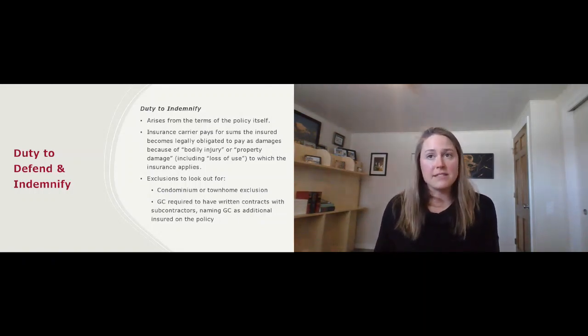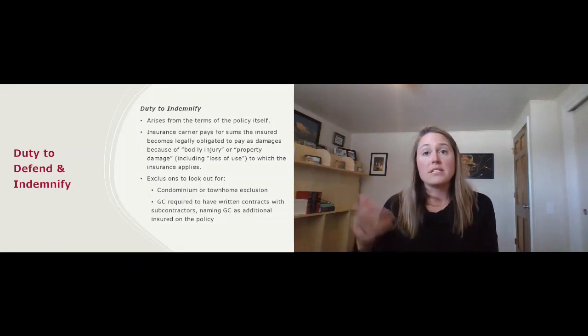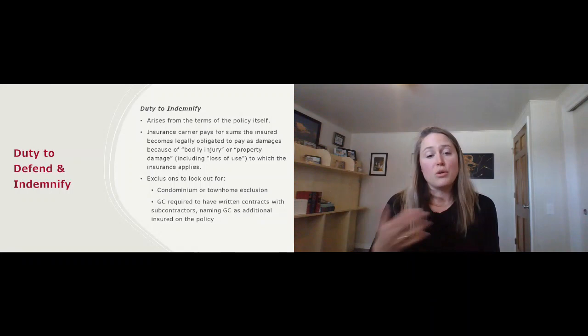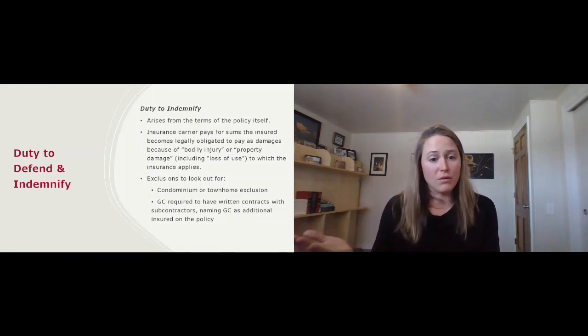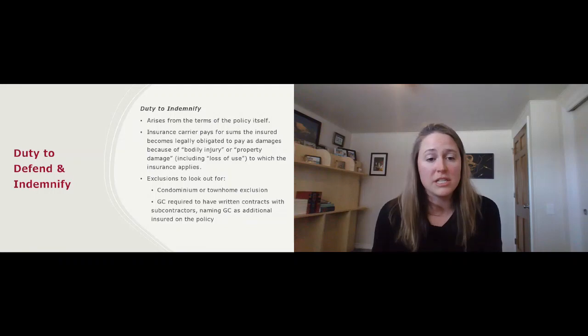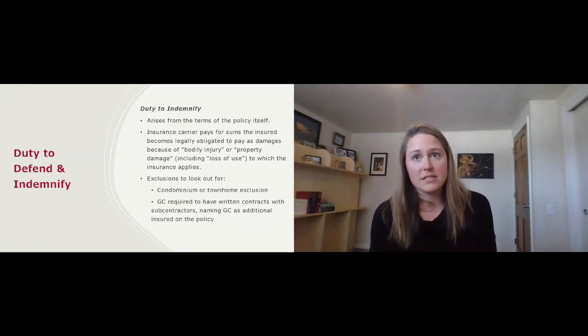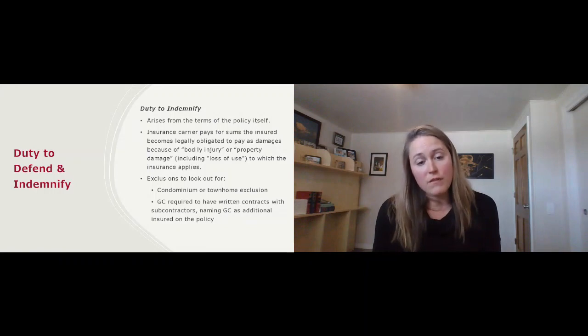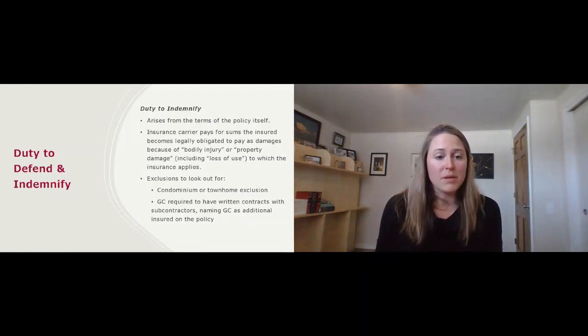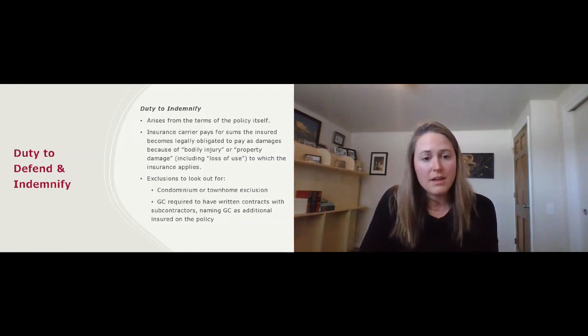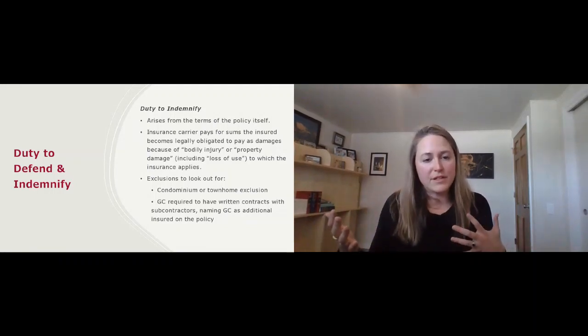So if you had a condo exclusion and you worked on a condo project and then you got sued for the work on that project for construction defects, your carrier would have to defend you, and they would probably issue a reservation of rights pointing to this exclusion and saying, for our indemnity obligation, this is excluded because condos are an excluded thing in our policy. So that's why it's really important to understand the difference between the duty to defend and the duty to indemnify.